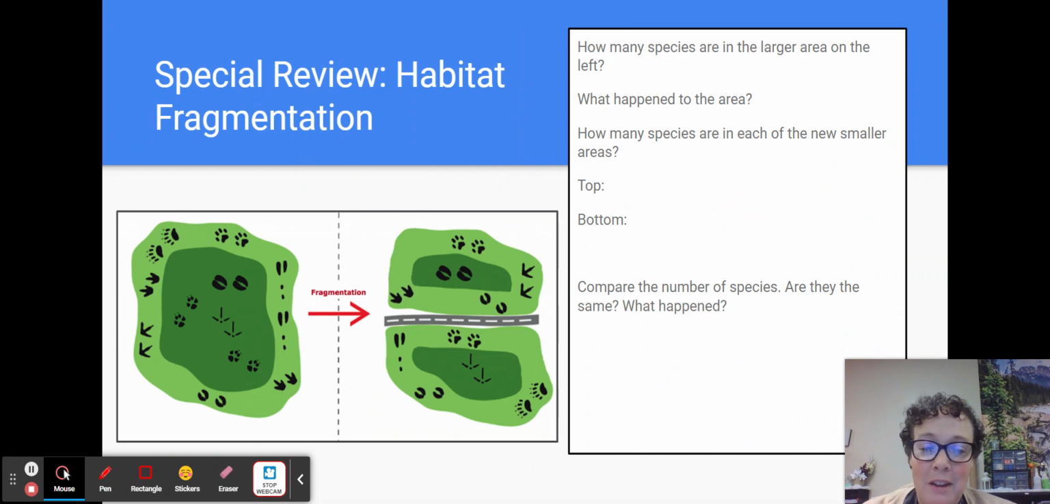Let's talk about habitat fragmentation. Habitat fragmentation is when we take an environment and we split it into different areas. This is another way that we can force natural selection and evolution to happen. Fragmentation can happen either by human activities or by natural activities.